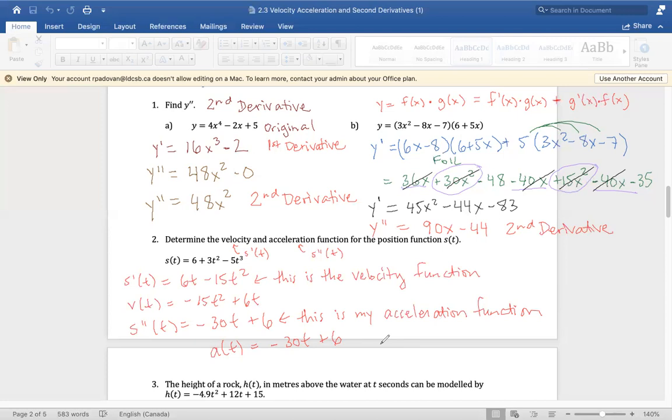So what did it ask for? Determine the velocity function. Got it. Just ask for the function. And the acceleration function for this position function, just s of t. So that's it. We're done. Okay, let's look at number 3 here. Again, I'll start you off. I'll let you maybe think about the first couple, and then we can take that up.